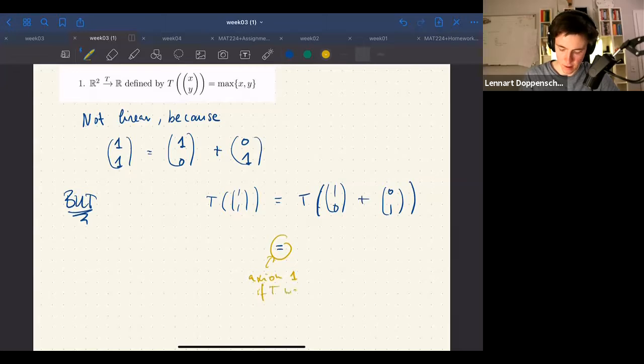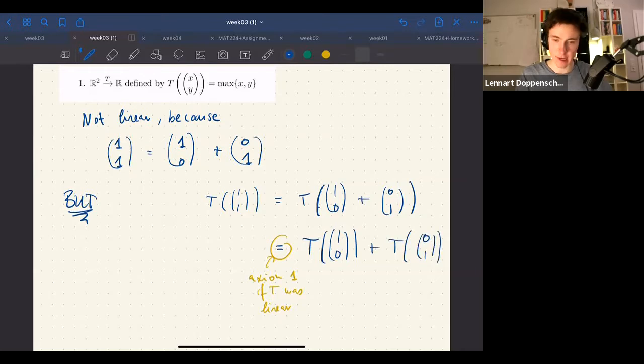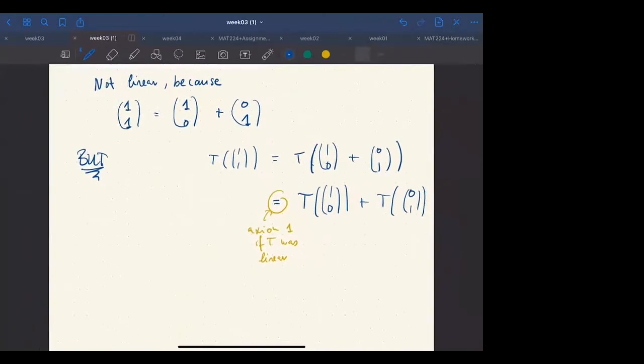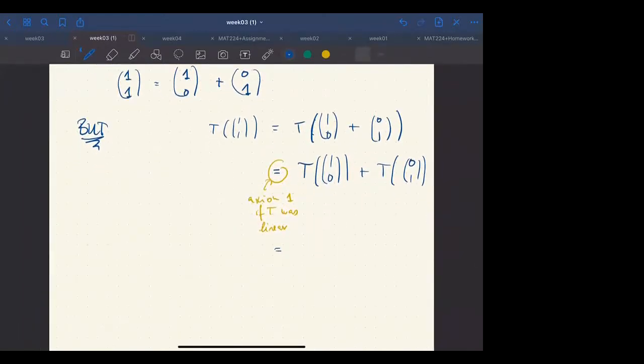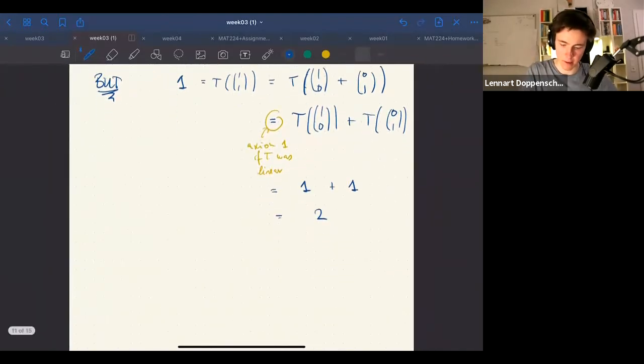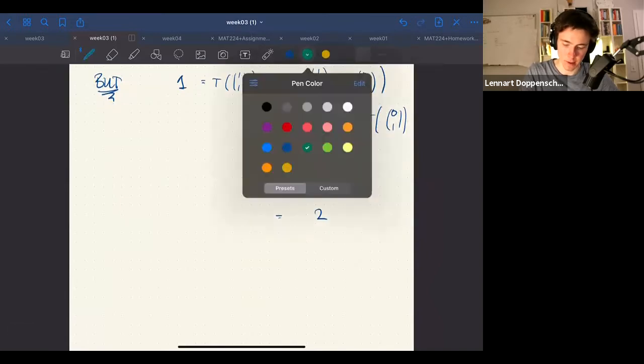If t was linear, we would be able to use the fact that we can separate the t into t of (1, 0) plus t of (0, 1). Okay, and now what did you observe? What's the problem? What's the outcome? Well, both add up to 2 because you're taking the max. Exactly. And the max here is still 1. And because 2 is not equal to 1, we have a problem.